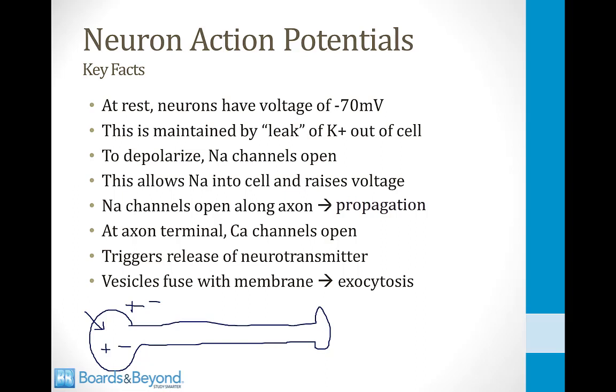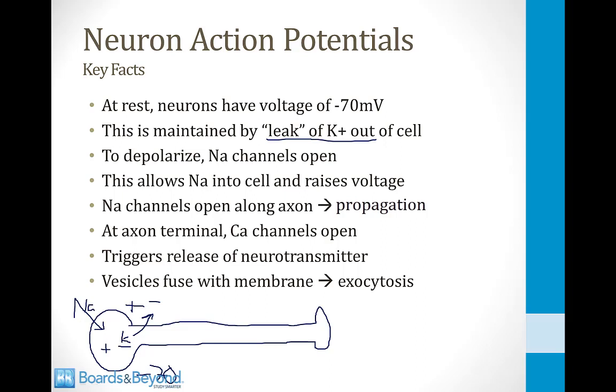so that there's more negative charge inside than outside the cell. And this unequal distribution is maintained by a very high concentration of sodium outside the cell. And then there are potassium ions inside the cell that constantly leak out of the neuron. And this leak out of the cell is what keeps it at minus 70 millivolts at rest.